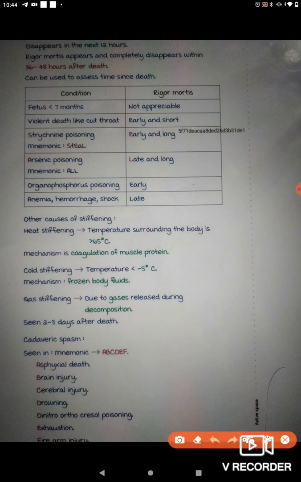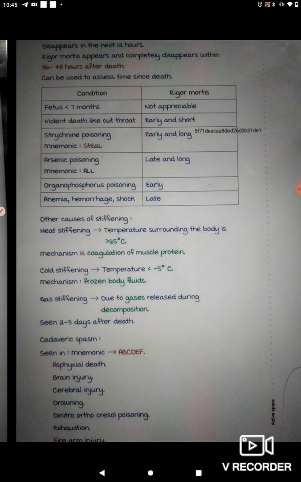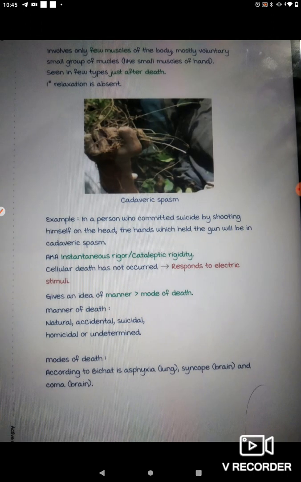So rigor mortis was cadaveric rigidity. Cadaveric spasm is cataleptic rigidity. Cadaveric spasm or cataleptic rigidity is seen in asphyxial death. So in asphyxial death, brain injury, cerebral injury, drowning, dinitro-orthocresol poisoning, exhaustion, and firearm injury, cadaveric spasm or cataleptic rigidity occurs.